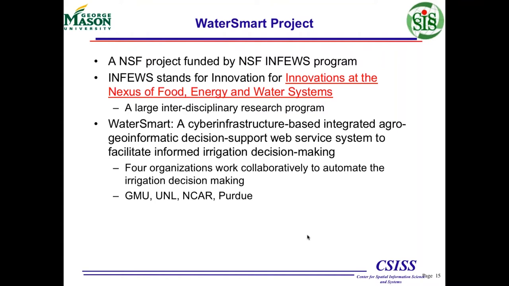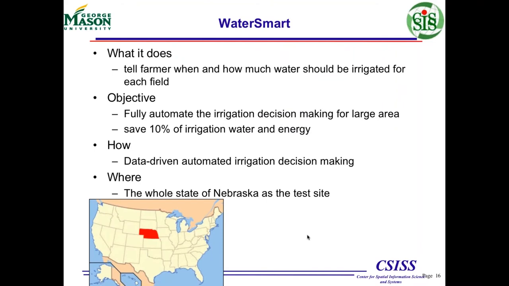The area we test is the entire state of Nebraska, and the objective is fully automated irrigation decision making for a large geographic area at field scale. This means we can tell a farmer when and how much water should be irrigated for each field. The goal is to save 10% of irrigation water and energy. And how we do it, as I mentioned, is data-driven automated irrigation decision making. The approach is current condition monitoring, future condition prediction, and then decision.